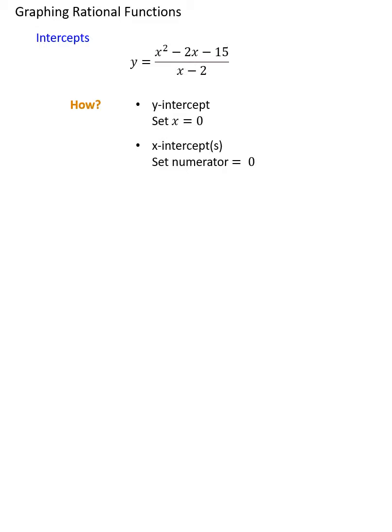And now let's go to our fourth and final key feature of rational function graphing, the intercepts. Here's an example. So let's do the how before we talk about why. How do we actually go about finding intercepts? Well, there's two kinds of intercepts. To find y-intercepts, we set x equal to 0. And to find x-intercepts of a rational function anyways, we set the numerator equal to 0.